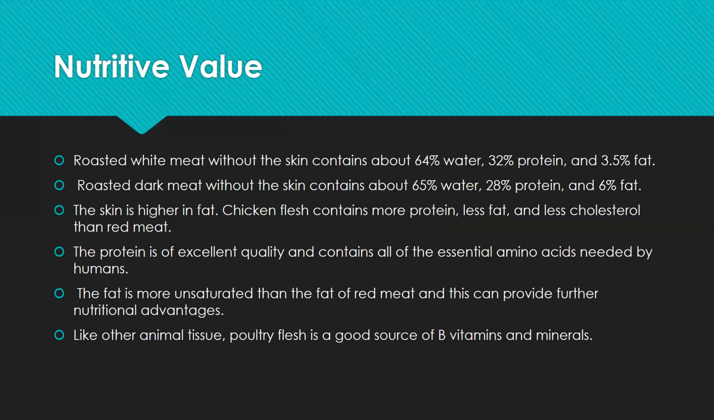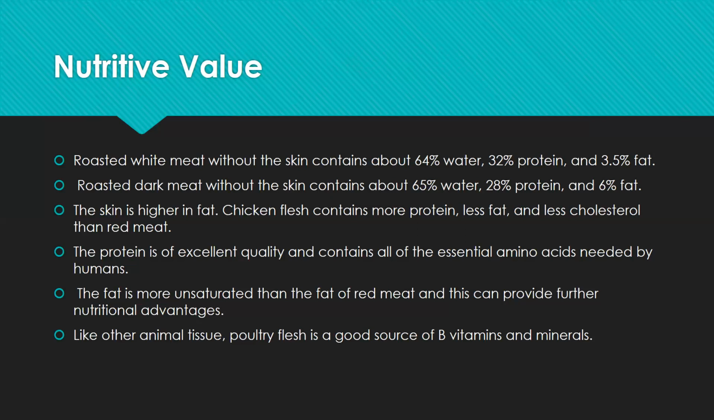Chicken flesh contains more protein, less fat, and less cholesterol than red meat, and the protein is of excellent quality, and it contains all of the amino acids which are needed by humans. The fat is more unsaturated than the fat of the red meat, and this can provide further nutritional advantages. And like other animal tissue, poultry flesh is a good source of B vitamins and minerals.